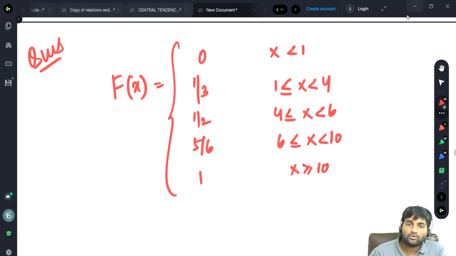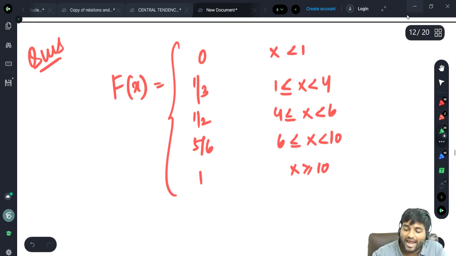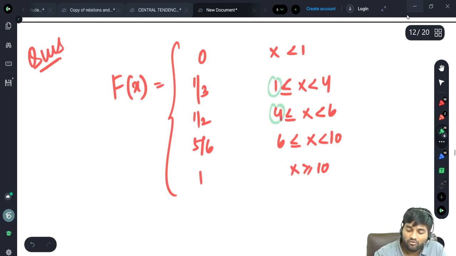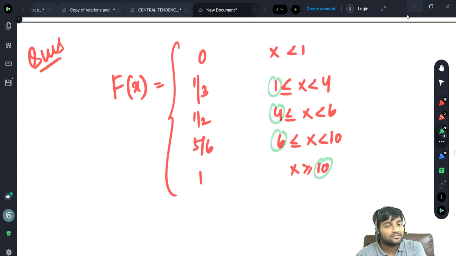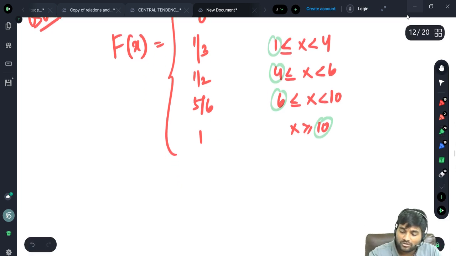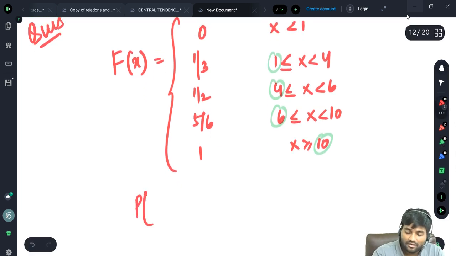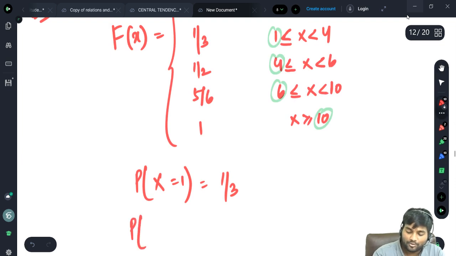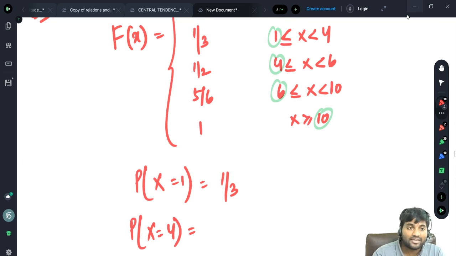Now I'll teach you how to convert a CDF to a PDF. The first thing is you need to identify the points where there is probability. It is 1, 4, 6 and 10, because by touching these points, the probability has gone up. The first probability will be probability x is equal to 1, which is 1 by 3. The next probability will be probability x is equal to 4, which is what? Tell me.